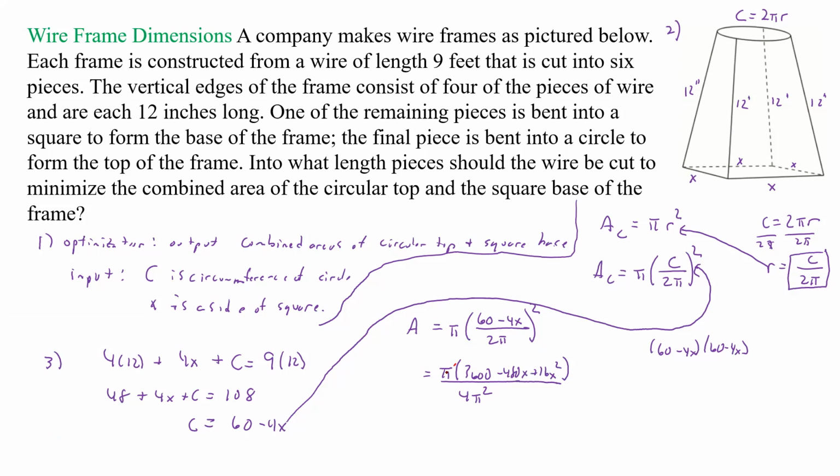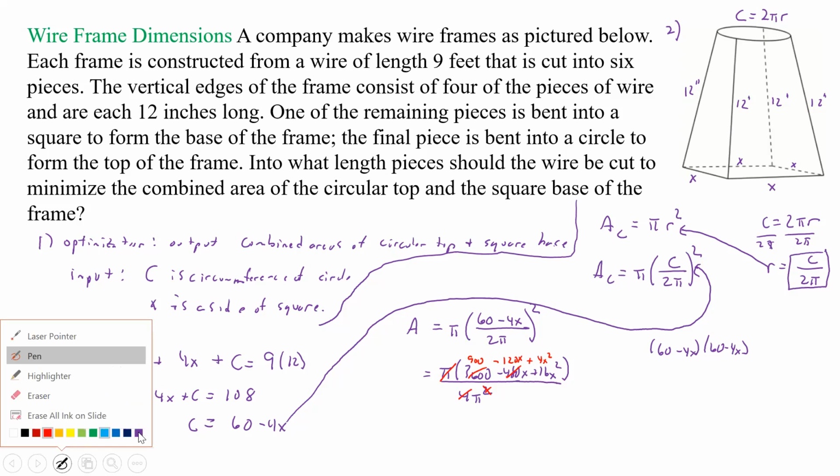Now, one of these pi's cancels one of those, so we just have one pi in the denominator. It looks like now 4 will go in here, it'll go in here, and it'll go in here. So 4 will go in here and leave us with 900. 4 will go in here and we'll have a minus 120. And 4 will go in here and we'll, oh, that should be an x still. And then that will be a 4x squared. Okay. So we've kind of reduced that as much as possible.